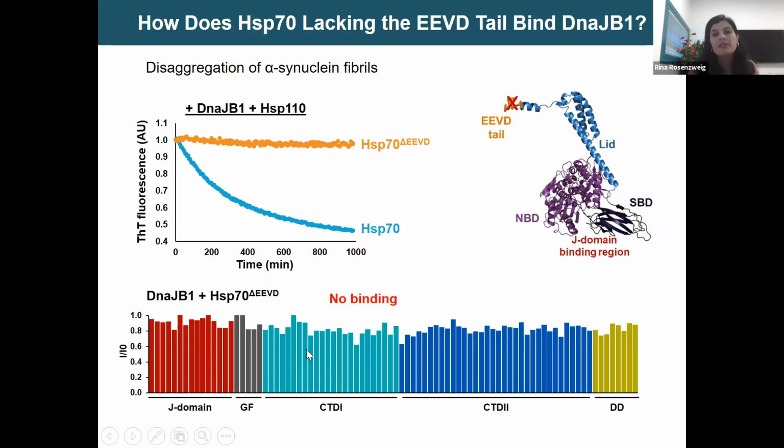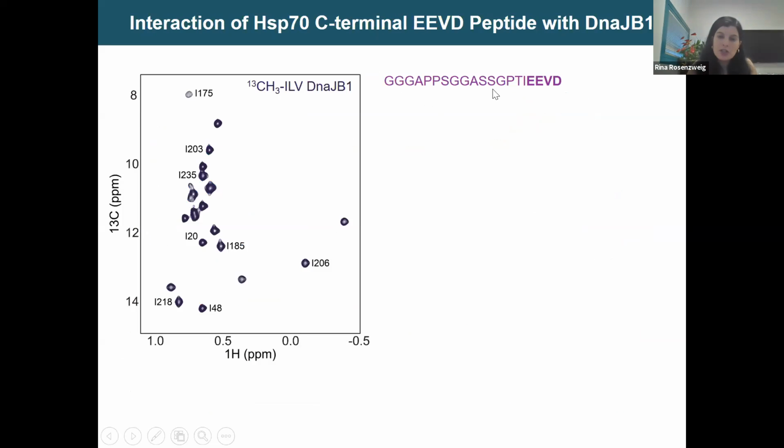We also lost the binding of the J domain with this interface between the nucleotide binding domain and the substrate binding domain, which is really far away from the tail. So now we were quite puzzled about why this disordered tail of the HSP70 is so important for the interaction. And to try to understand that, we decided to make a peptide which corresponds to the C-terminal tail of HSP70 and those EVD amino acids, and titrate this peptide into DNAJB1.